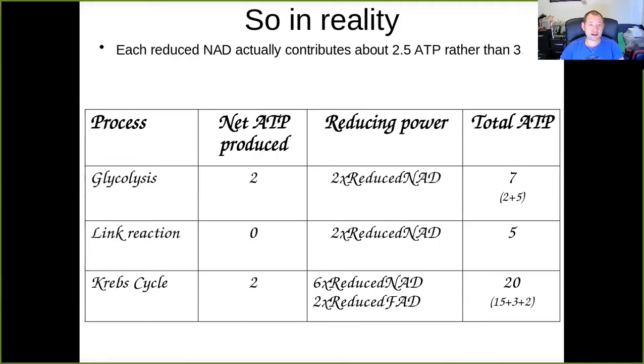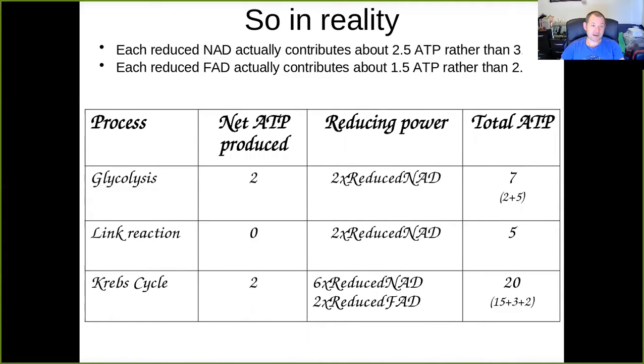Each reduced NAD actually contributes about 2.5 ATP rather than 3. Each reduced FAD actually contributes about 1.5 ATP rather than 2. So about 32. So not 38, 32. Remember that.